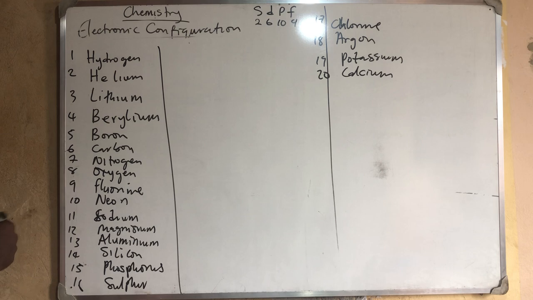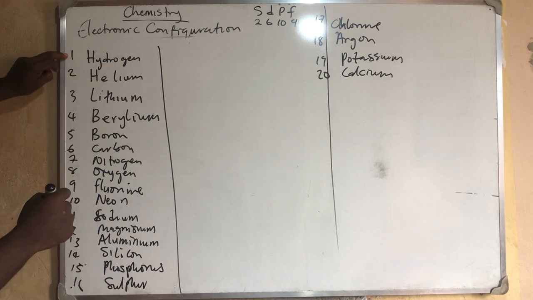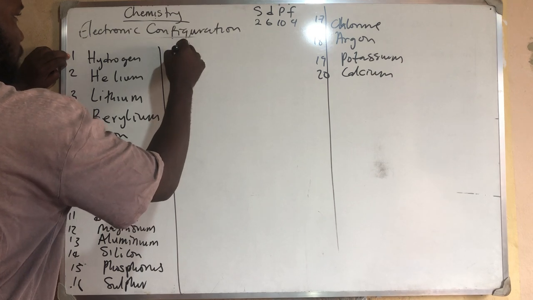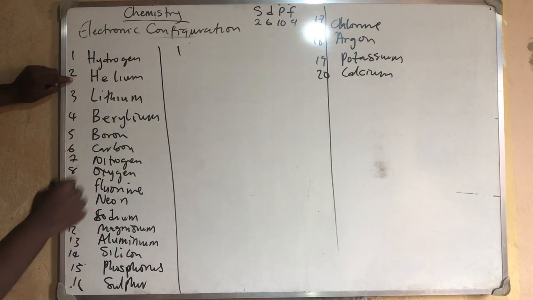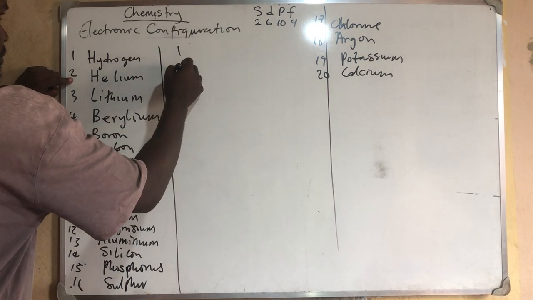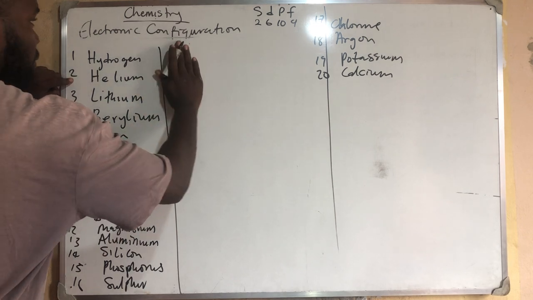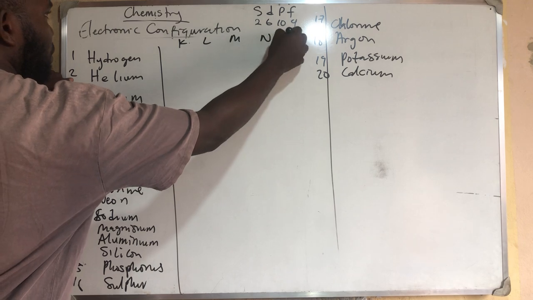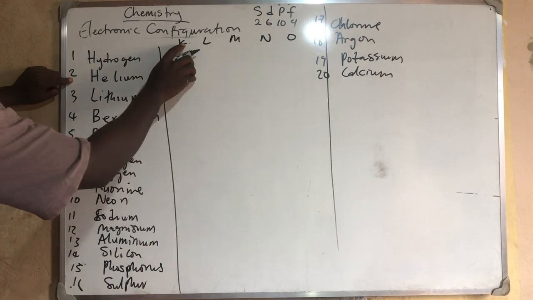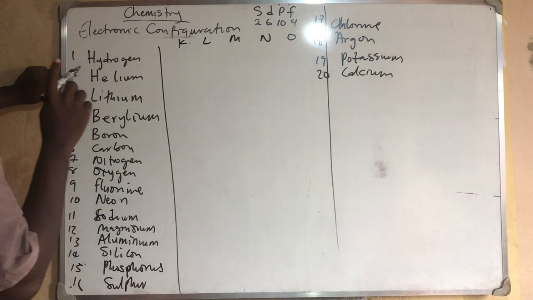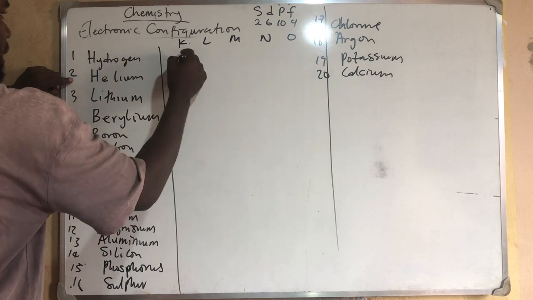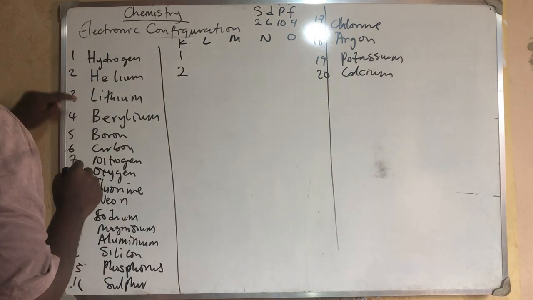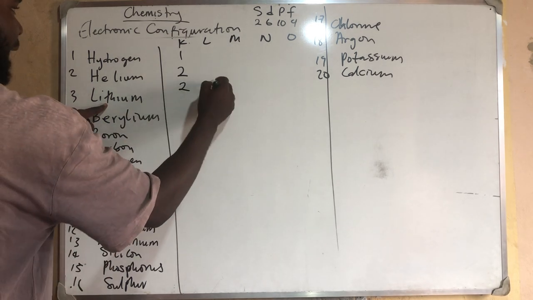So if you want to write the configuration of an atom with one electron, just the K shell needs to be filled. So I just have one. Let me write it here: K, L, M, N, O, and so on. Don't forget that K takes the maximum of 2. But I have just one here, so I'll just have one. But helium is 2, complete. Lithium, 2 and 1.